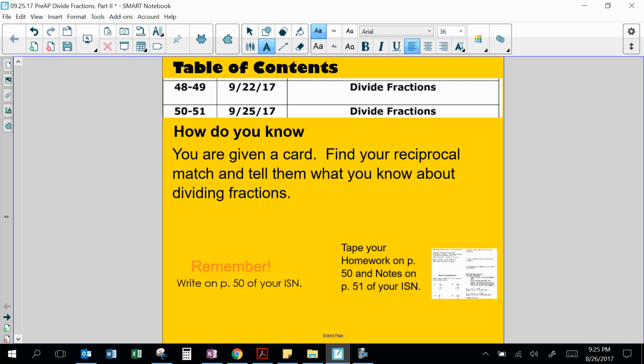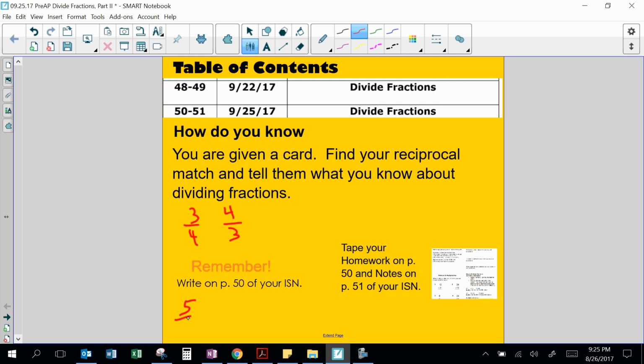So for example, maybe you were given the card 3/4. The reciprocal is 4/3. Or maybe you were given the card 5 whole. The reciprocal is 1/5 because 5 whole can be written in fraction form as 5/1. So what is a reciprocal? When you multiply the original fraction by its reciprocal, it equals 1 whole. So 3/4 found its reciprocal of 4/3.